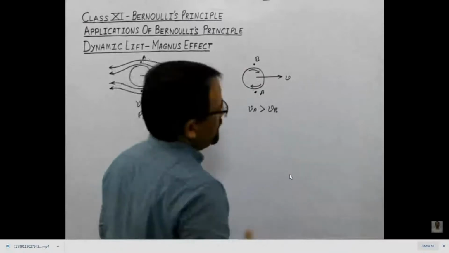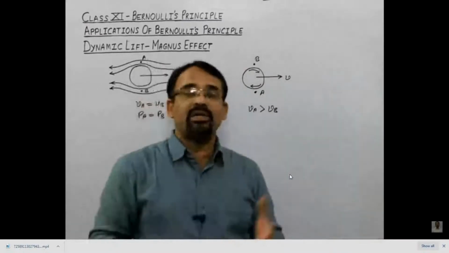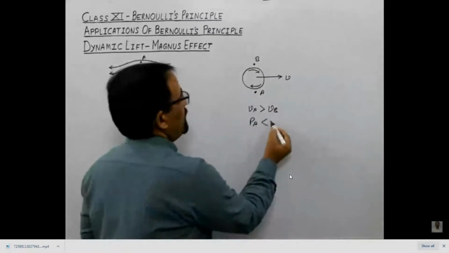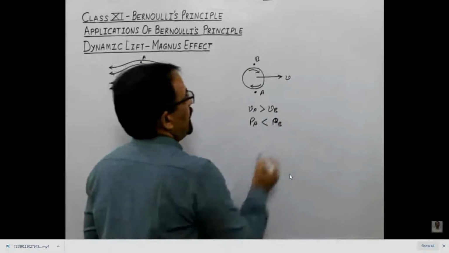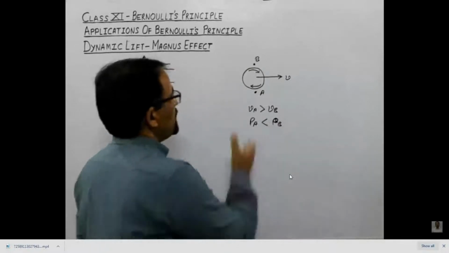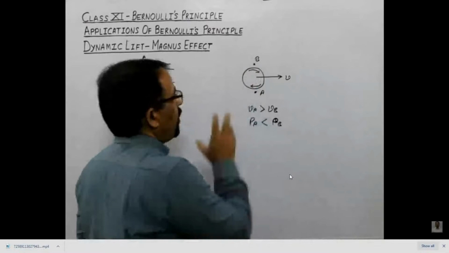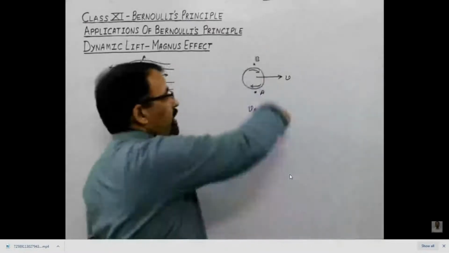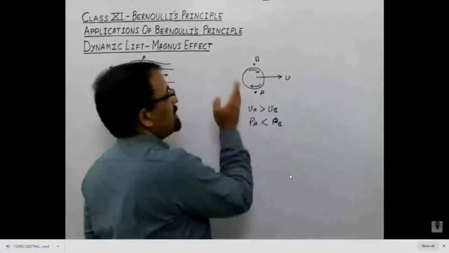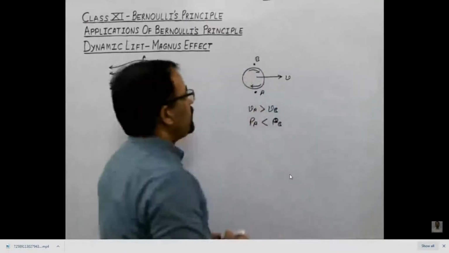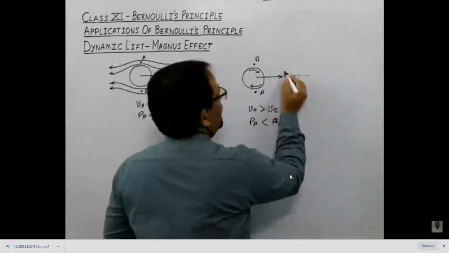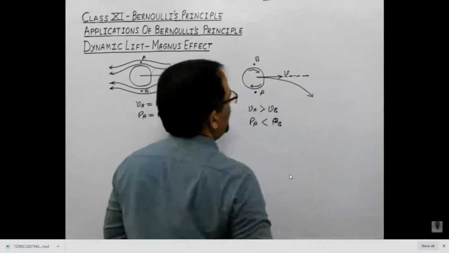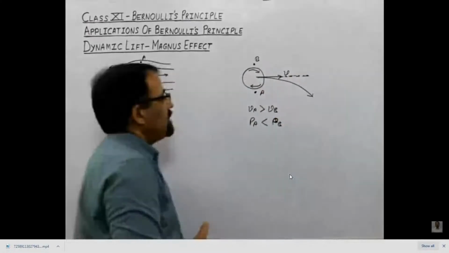And as we know that if at a point the velocity increases, the pressure decreases. Clearly, the pressure at A will now become less than the pressure at B. And because of that pressure difference, which is smaller at A and larger at B, the ball will not keep moving in the same direction. It will get deviated in downward direction. Because of that pressure difference, the force will act on the ball, and therefore instead of moving in a straight line, it will deviate in this direction. And this effect is called Magnus effect.